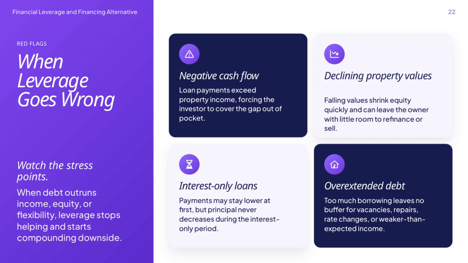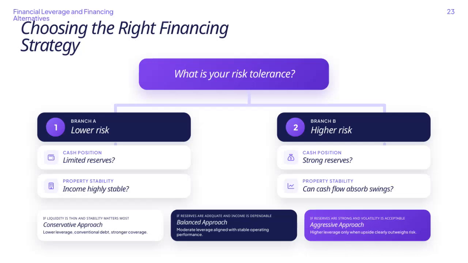Additionally, overextended debt leaves little room for unexpected expenses or financial setbacks. If loan payments exceed the property income, you'll need to cover the shortfall out of pocket, which can strain your finances. Ultimately, too much borrowing without proper buffers can leave you vulnerable to vacancies, repairs, interest rate changes, or income fluctuations. Understanding these risks and monitoring these red flags is essential for managing financial leverage effectively and exploring safer financing alternatives.